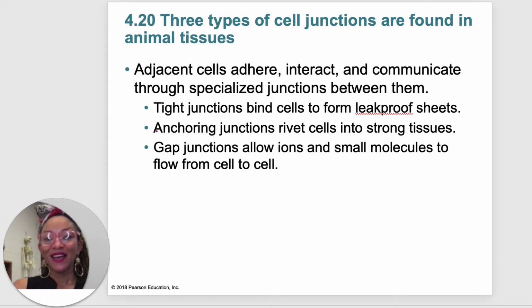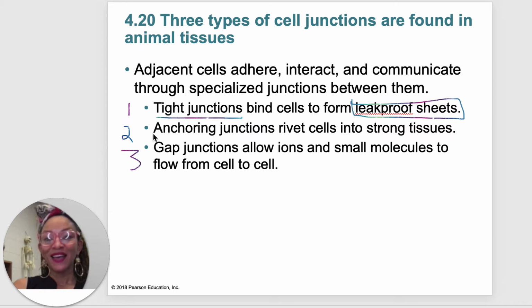Okay, so there are three types of cell junctions that are found within animal tissues. Adjacent cells are able to adhere, which means to stick to each other, interact with each other, pass information and molecules back and forth between them, and also communicate between specialized junctions. So there's one, two, and three. First off, we have tight junctions, and these are binding cells together to form leak-proof sheets. These are very, very tightly bound, and there's pretty much no holes or channels in between the two.